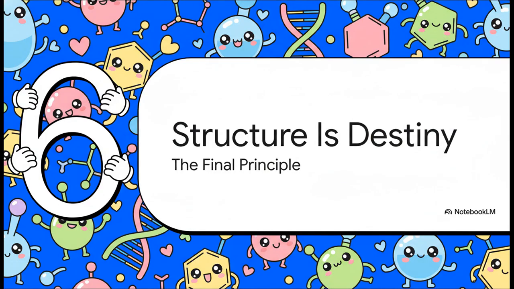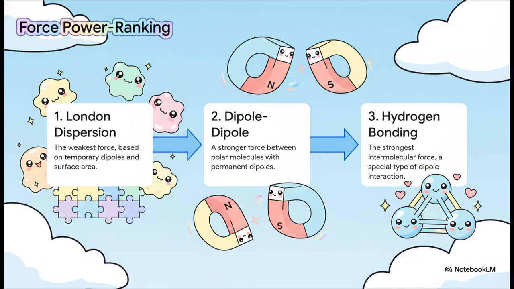When it all comes down to it, what we're really talking about is one of the most fundamental rules in all of science. Structure determines function. The specific 3D shape of a molecule dictates literally everything about how it's going to behave. So let's wrap up with our key takeaway, the power ranking of these forces. At the very bottom, you've got the universal but very shape-dependent London dispersion forces. Taking a big step up from there gives you the permanent magnetic pole of dipole-dipole forces, and then, at the very top of the mountain, you have the supercharged hydrogen bond.